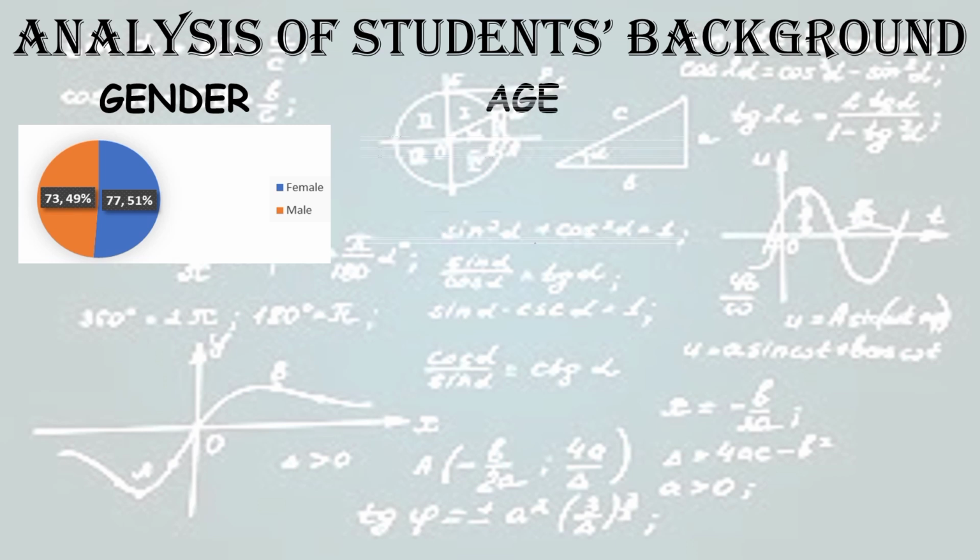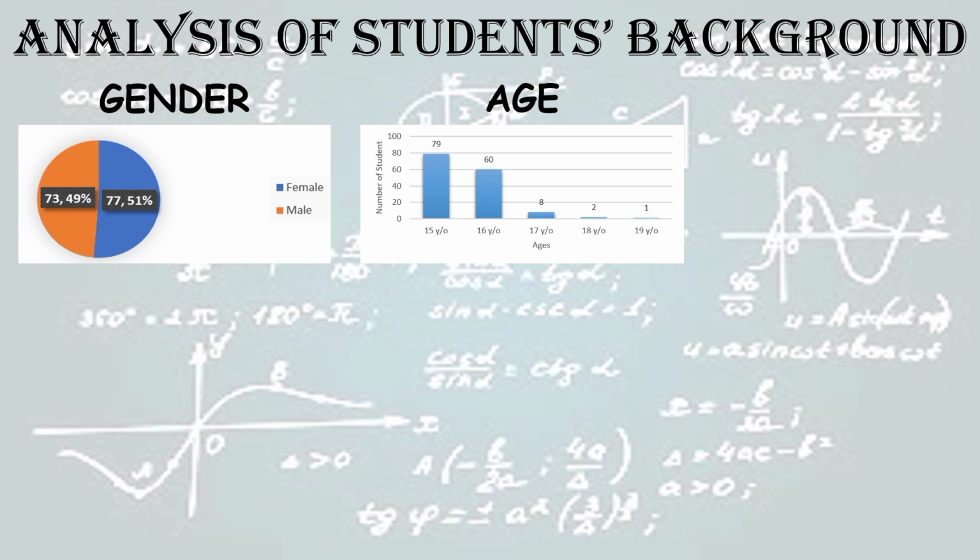Next is the age of the student. Most of the students are 15 years old with 79 students, whereas the least is 19 years old with only 1 student. The median of this data is 15, which indicates that half of the students are more than 15 years old and the other half are less than 15 years old, while the mean is 15.5733, indicating that the students have an average age of 16 years old.